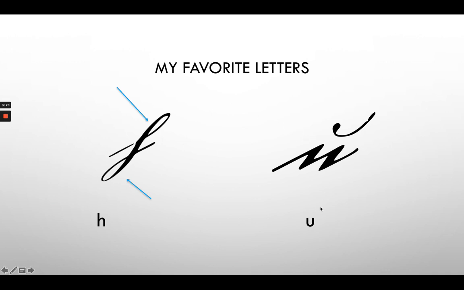Now over here on the right, we have the letter U, which has a nice little swoop above it. So if you see this swoop above a letter, you can now know it will be the letter U below. And I like to think this swoop looks like the bottom part of a smiley face. So that's one way to remember it.